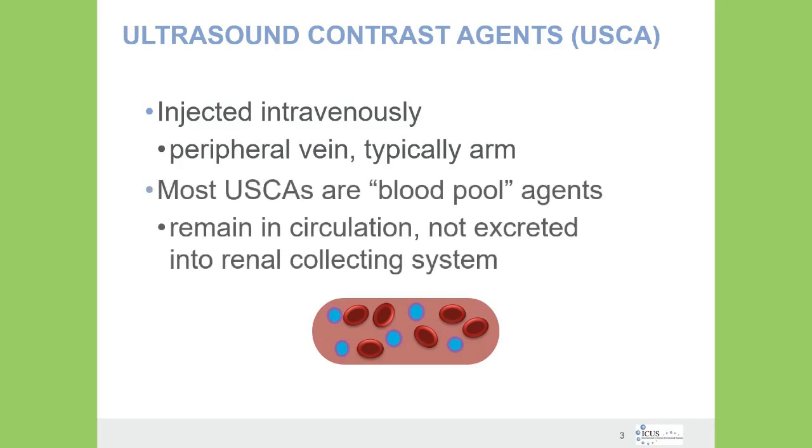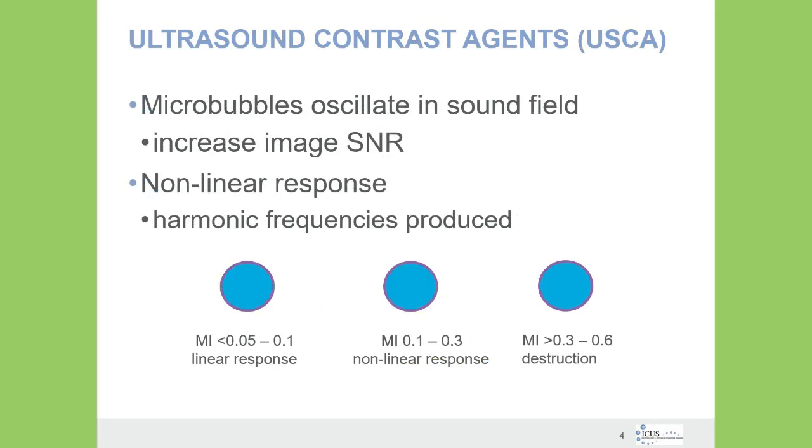These contrast agents are blood pool agents. They remain within the blood vessels and give us a very strong signal wherever contrast agents are present. They are not excreted into the collecting system of the kidneys as CT contrast agents are. And we can see that we will have a distribution of blood cells and contrast agent bubbles within the patient's vessel. The contrast agent microbubbles oscillate in the sound field, and as they do, they increase our signal-to-noise ratio, meaning that everywhere we have circulation, we have contrast microbubbles, and therefore we have a stronger signal that is produced.